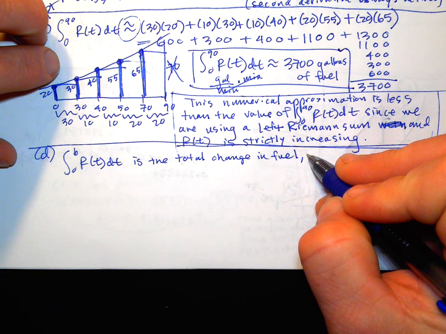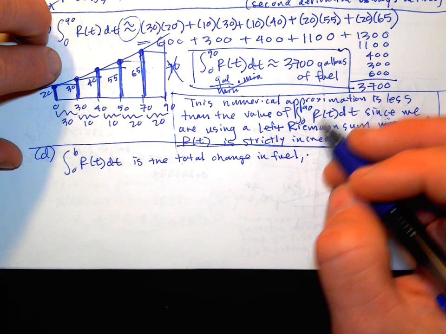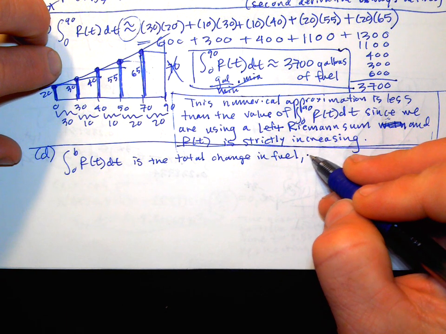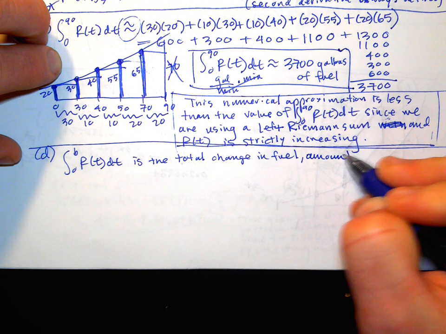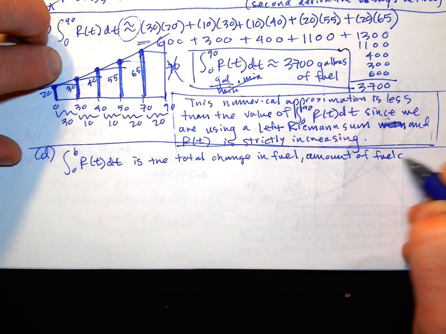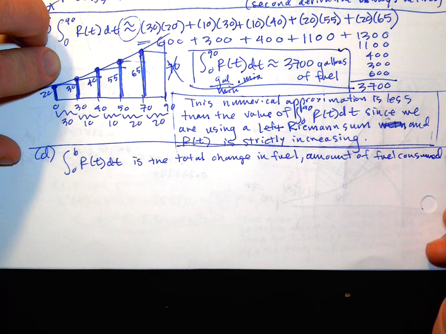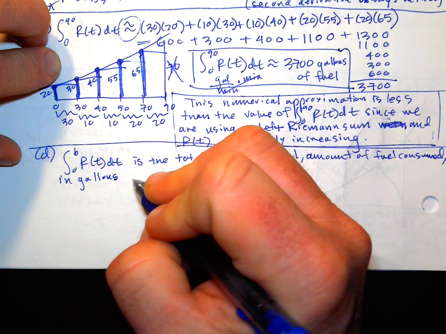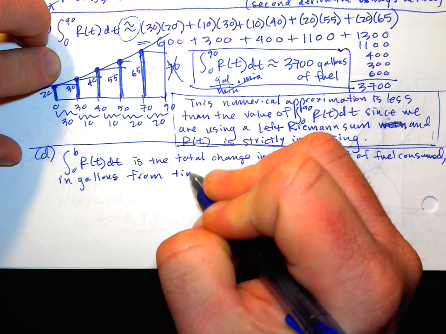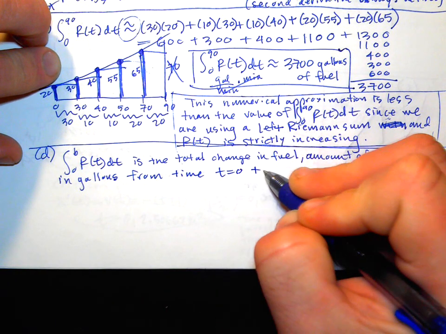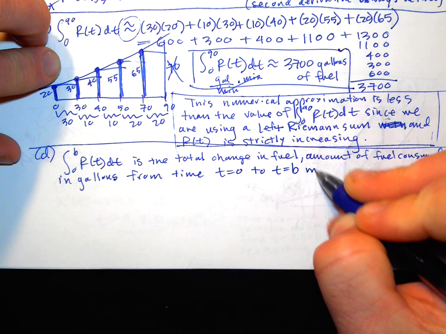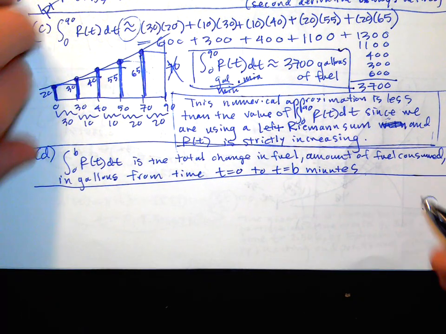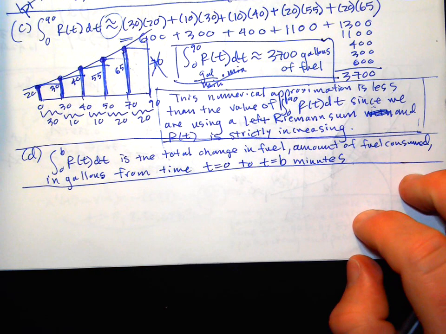Now it says, we got to make sure I'd put units in here. Total amount, the total change in fuel, or we could say amount of fuel consumed is a little better interpretation in the context of this problem. In gallons from time t equals 0 to t equals b minutes. Okay, if you don't mention the time, you don't put the units on the time, you could lose your points for it. Okay, so you should start getting used to this.